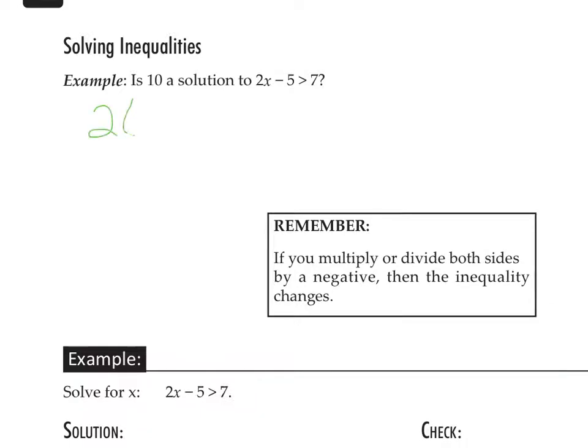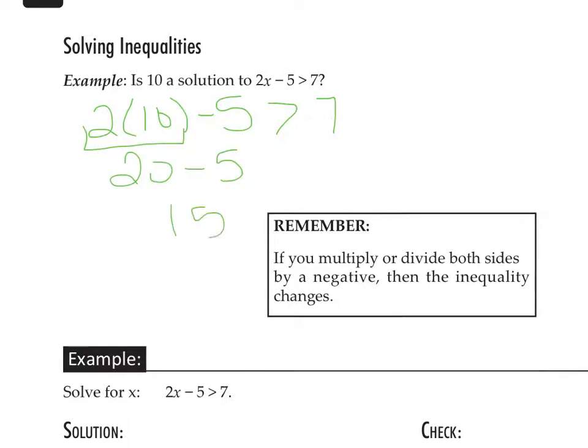So 2 times 10 minus 5 greater than 7. And we're trying to find out if that's a true statement. 2 times 10 is 20. 20 minus 5 is 15. Is 15 greater than 7? Yes, it is. So is this a solution? Yes, it is.